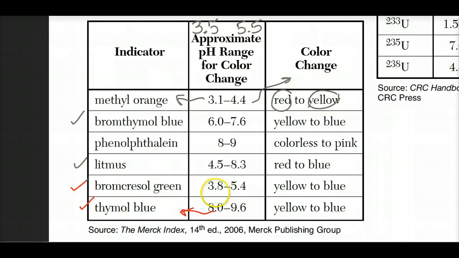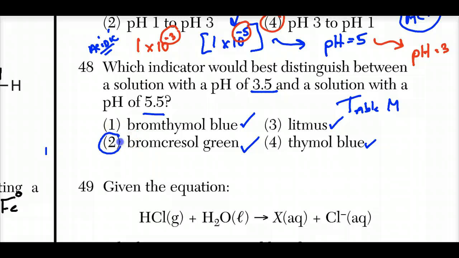3.5 is less than that, so we'll have a nice yellow color for the 3.5, and 5.5 is above 5.4, and that'll be blue. So nice distinct color. Here there might be some distinction. However, if anyone's dealt with litmus, it's a peachy color, sort of in between, hard to distinguish. So bromocresol green is our clear winner in distinct color changes. So number 48, choice 2.